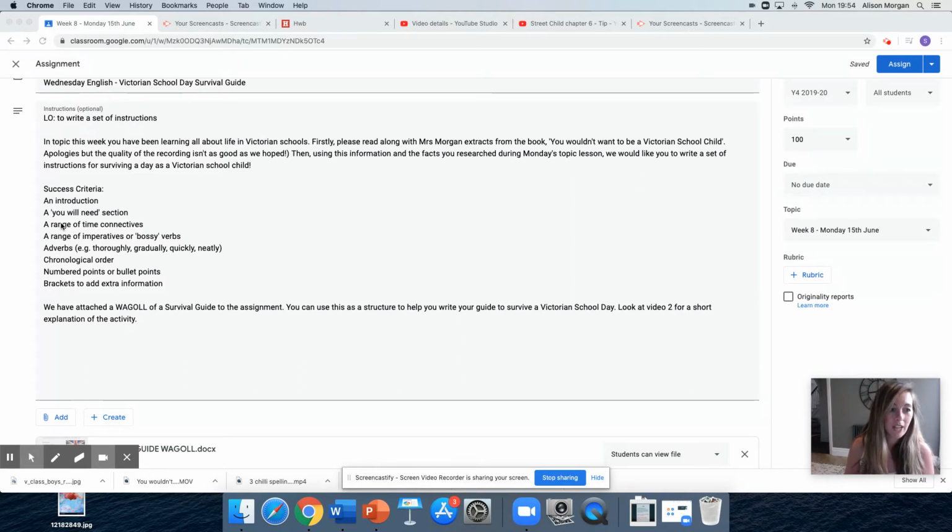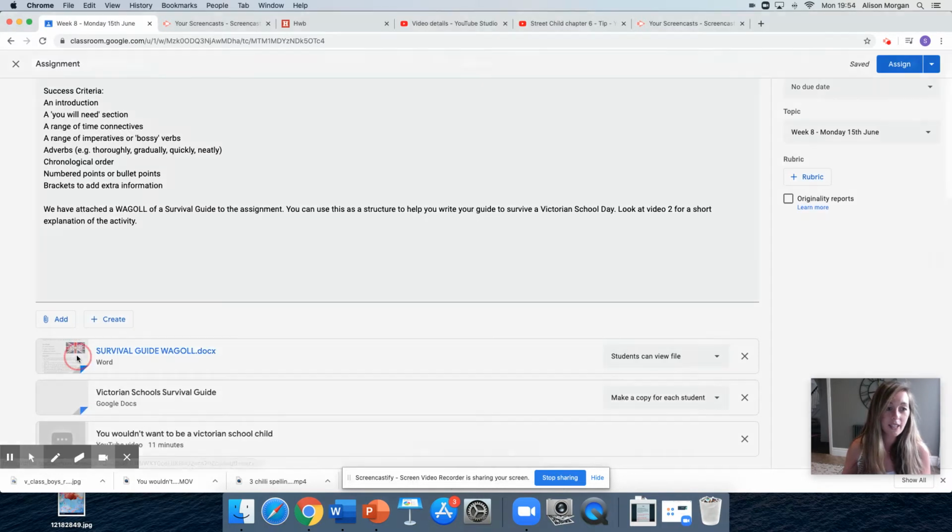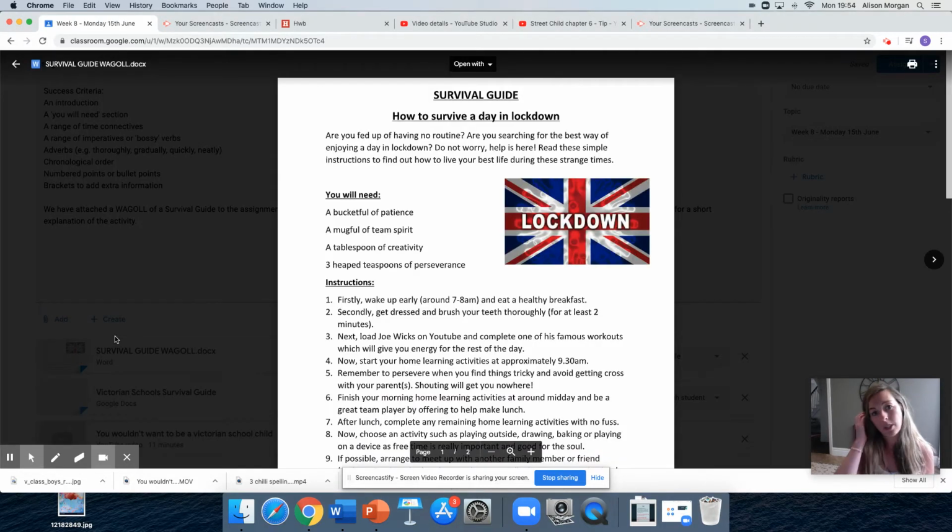So I've said here we've attached a WAGOL, and this is a survival guide for a day in lockdown. Okay, so I'm just going to read through that and share with you why it's an example of a good one and how you can use it and adapt it for your one on a Victorian school day. So here's the introduction.